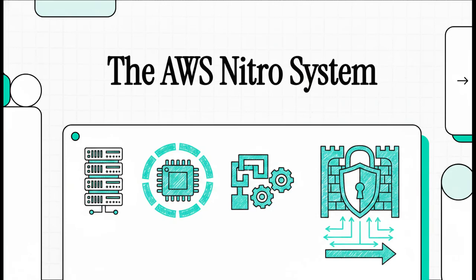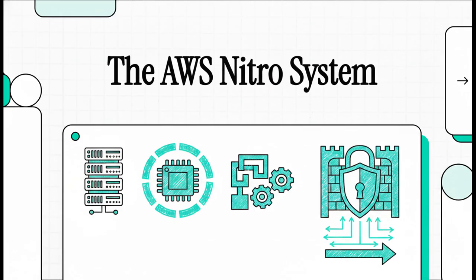All right, let's jump right into this. Welcome to this explainer. Today, we're taking a deep dive straight down to the bare metal. You know, an EC2 instance in AWS looks incredibly simple from the outside, right? You just go to the console, pick a size, click launch, and boom, you've got a server.